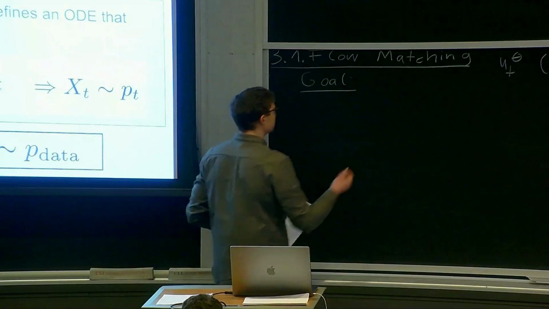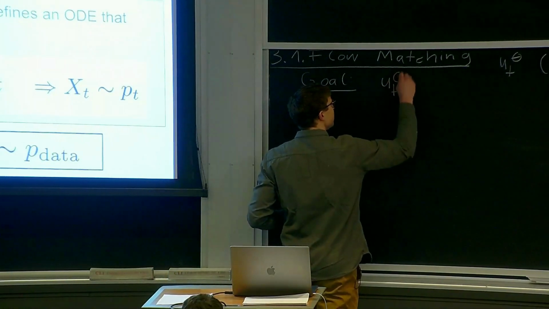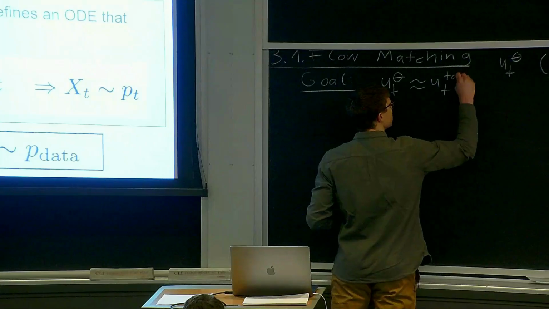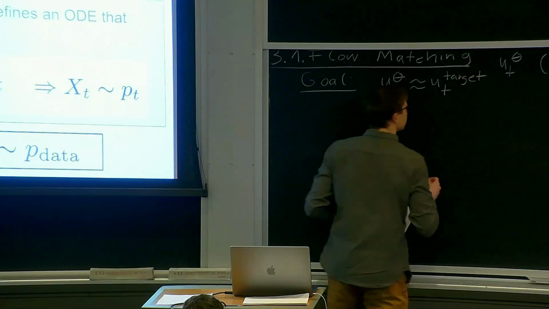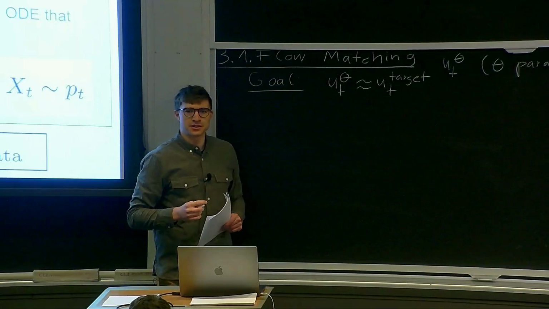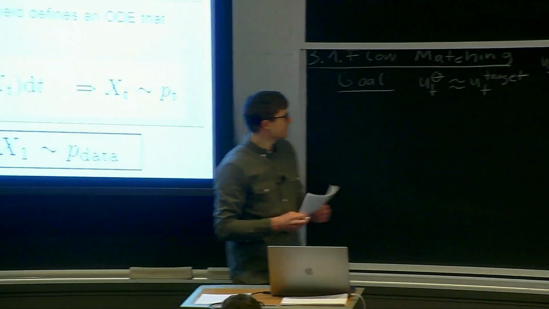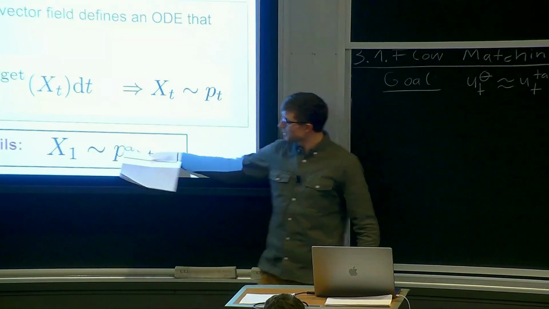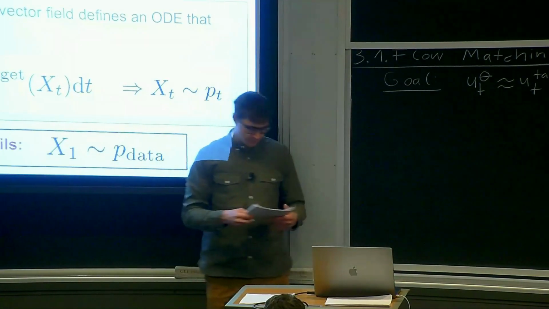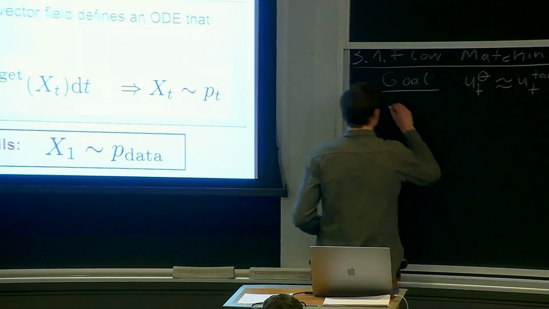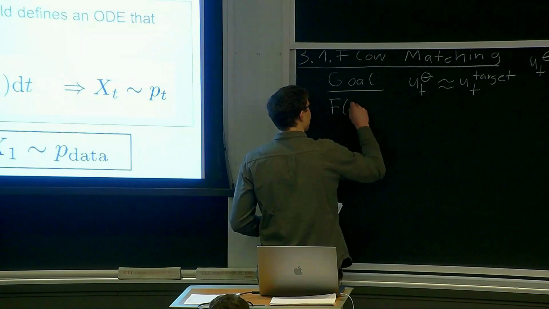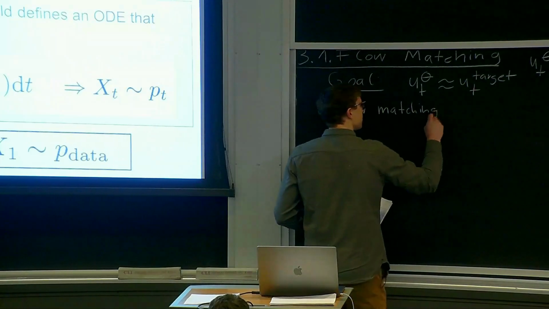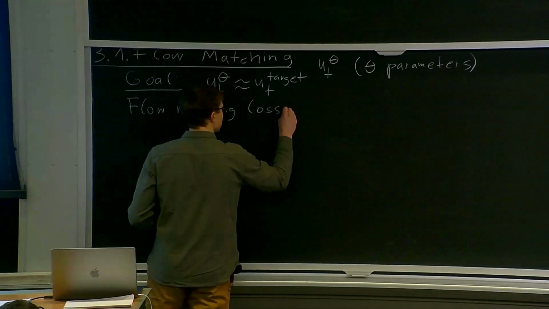So the goal of training is that u_t^theta, our neural network, approximately equals the target, which is the marginal vector field. Okay, so the goal of flow matching training is to learn the marginal vector field. Because if we've done that successfully, we can replace this with the neural network. And there's now a natural loss that we can define for this property to hold, and that's what's called the flow matching loss.